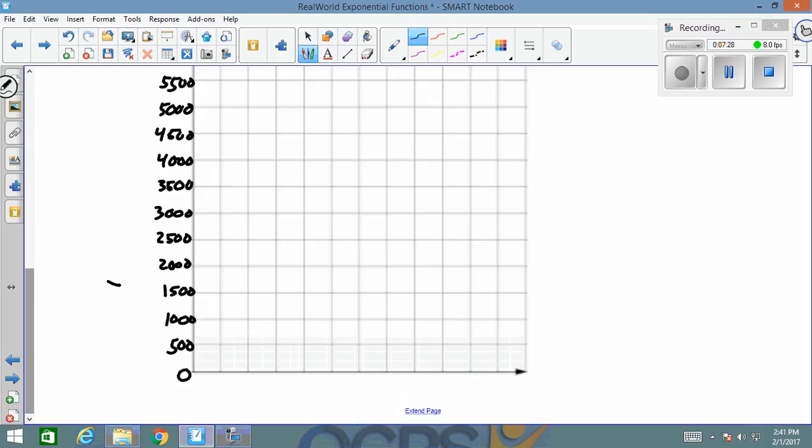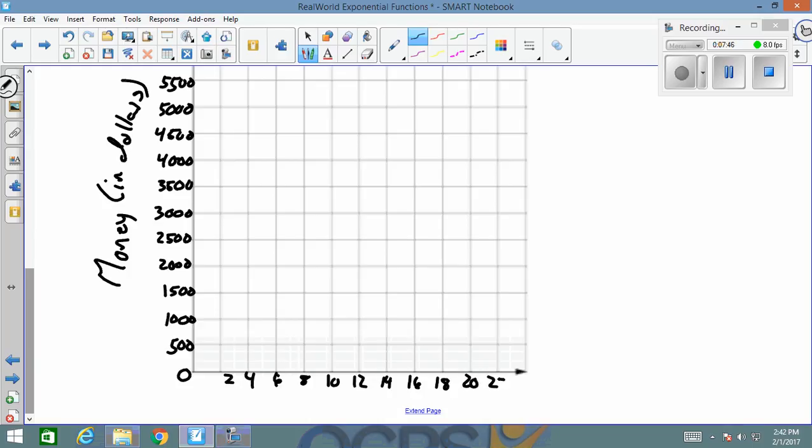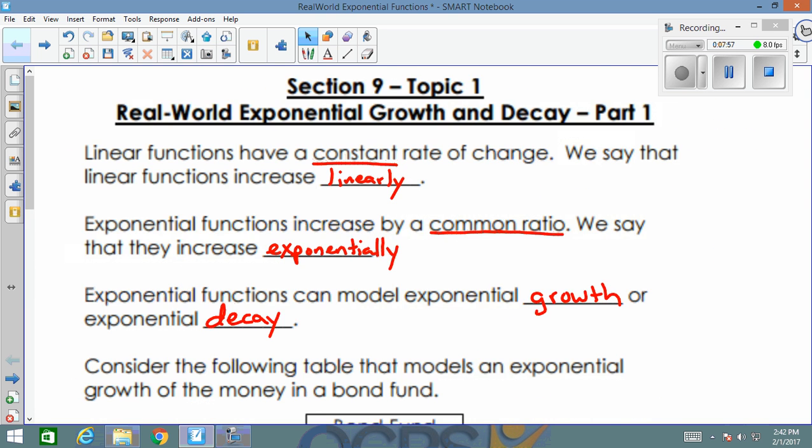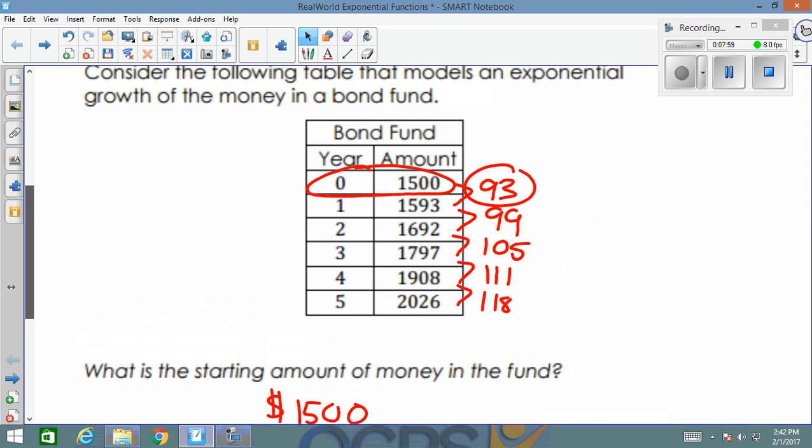And this is going to be my money in dollars. You should always label your axis, money in dollars. Down the bottom here, I'm going to go up by 2s. And this is time in years.